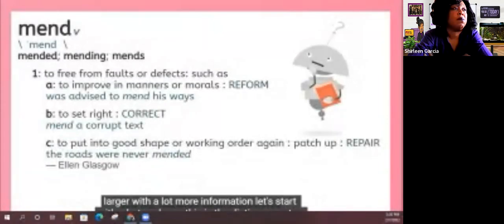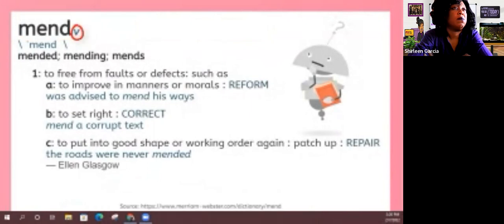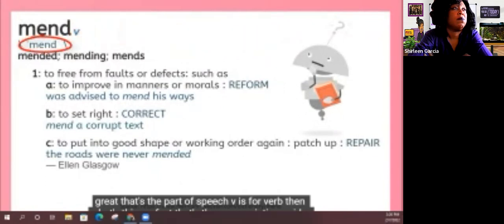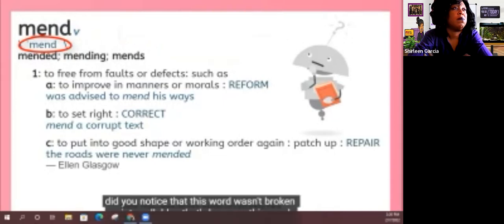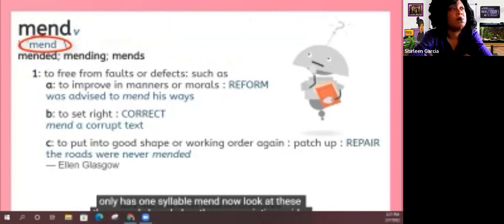This one is larger with a lot more information. Let's start with what we know. This is the dictionary entry for the word mend. Can you find the entry word? That's right, it's right here. And what's this V? Great, that's the part of speech. V is for verb. Then what's this? Perfect. That's the pronunciation guide. Did you notice that this word wasn't broken up into syllables? That's because this word only has one syllable, mend.